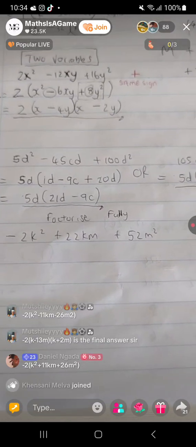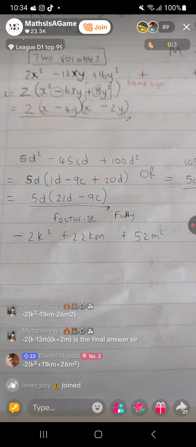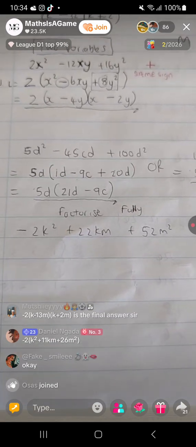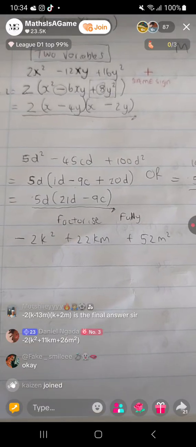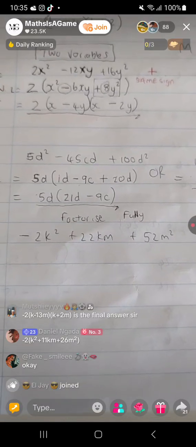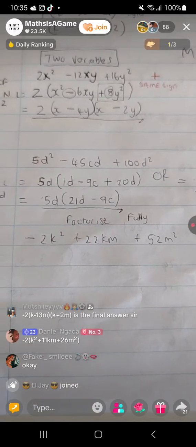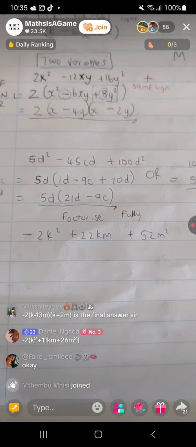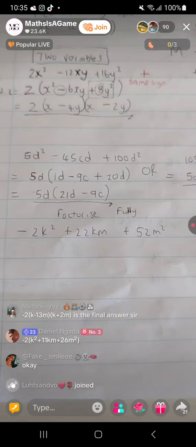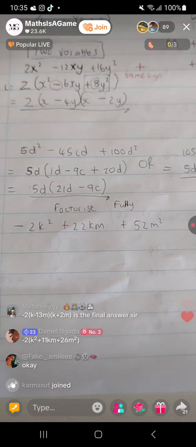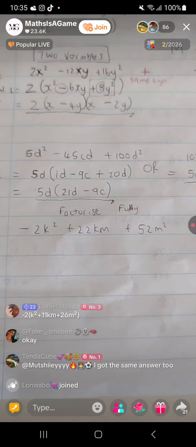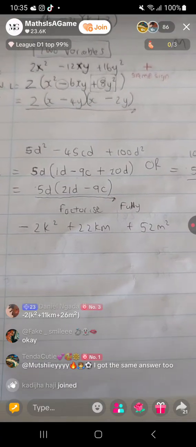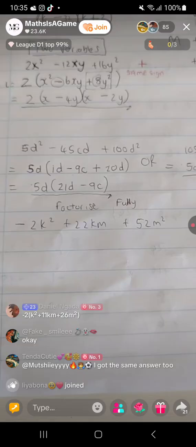Okay, Mushi, initial step, I see there. I'm sure that 2 was basically supposed to be an exponent. Daniel, I see you there as well. But take note, when you take out that sign, make sure that it affects your signs there inside the bracket, Daniel. Tender Cutie, you got the same answer as Mushi. Great job there.